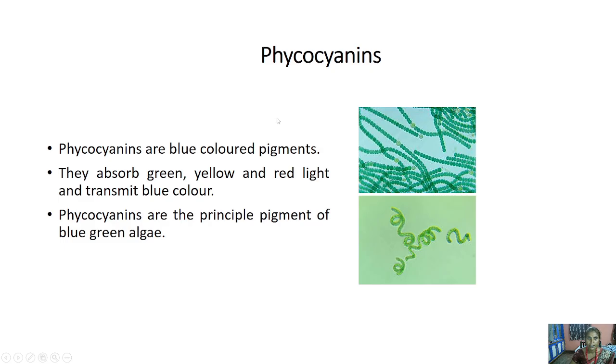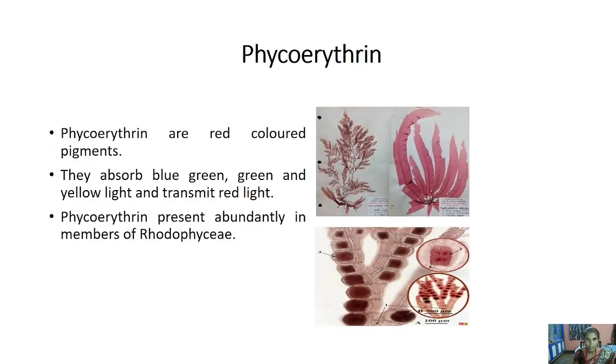Coming to the first of these, phycocyanin. Phycocyanins are blue colored pigments. They absorb green, yellow, or red light and transmit blue color. And phycocyanins are the principal pigments of blue-green algae, like Anabaena and Nostoc, all those categories.